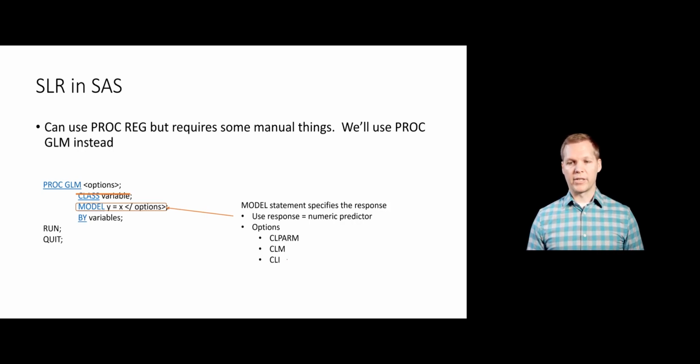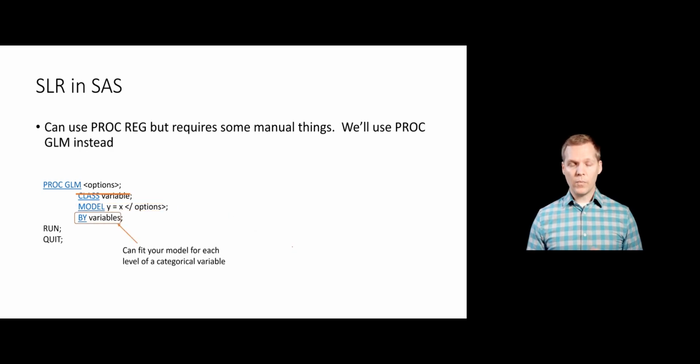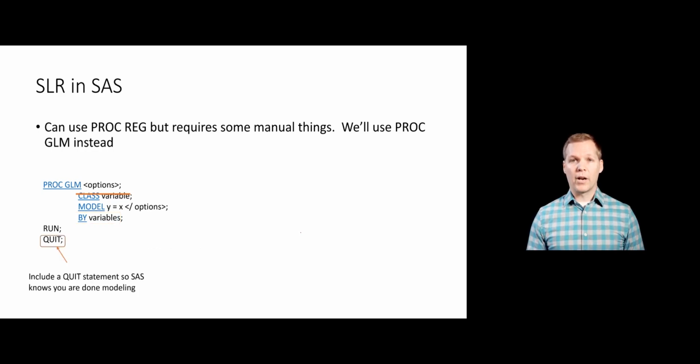And so we'll look at those in a little bit more detail later on. And as with most procs, you can do a BY statement to break this up by a categorical variable. We are going to have to add in this extra quit statement at the end of our proc step to tell SAS that we're done modeling and to basically submit this code and start running it.